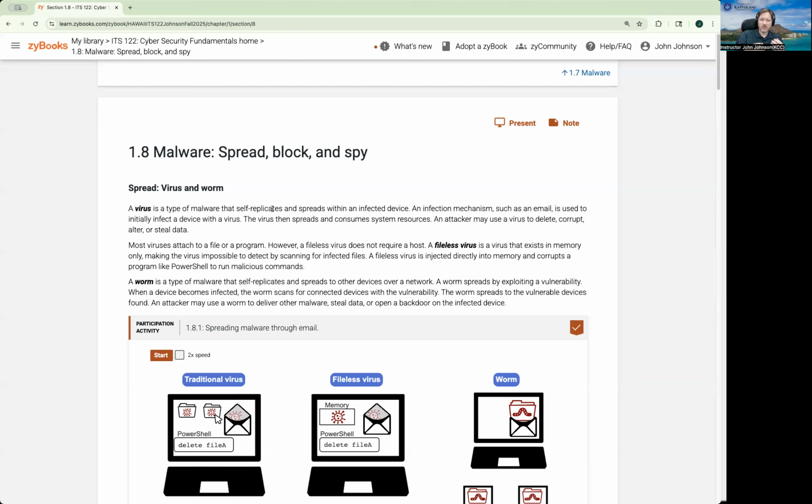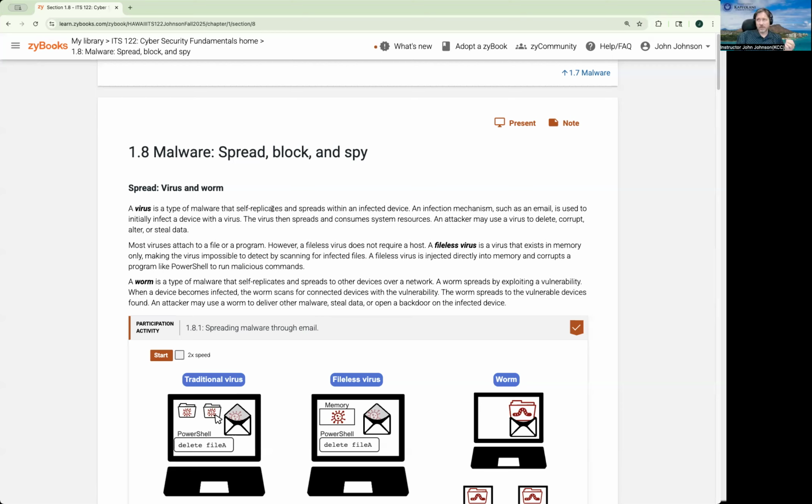What happens is the fileless virus gets into your memory. And then after it's in, same way, it comes in through an email or something like that. You click, it injects into memory. Now it's running in memory. So you're not going to detect it if you've got malware software running, it's not going to find it in the infected files. It's not going to find it there because it's in your memory. So it's injected directly into memory and it corrupts programs like PowerShell, and it can run malicious commands that way.